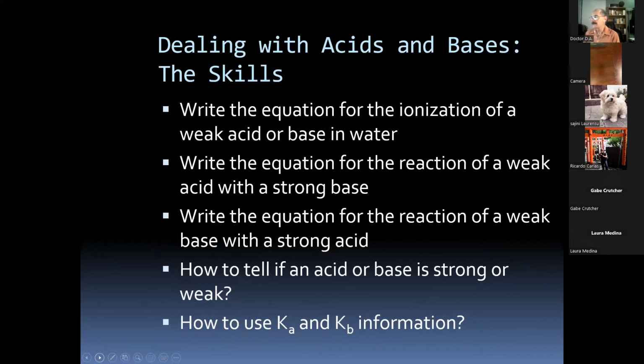Again, what's the equation for the reaction of a weak acid with a strong base or a weak base with a strong acid? We experiment with those when we do titrations, remember?